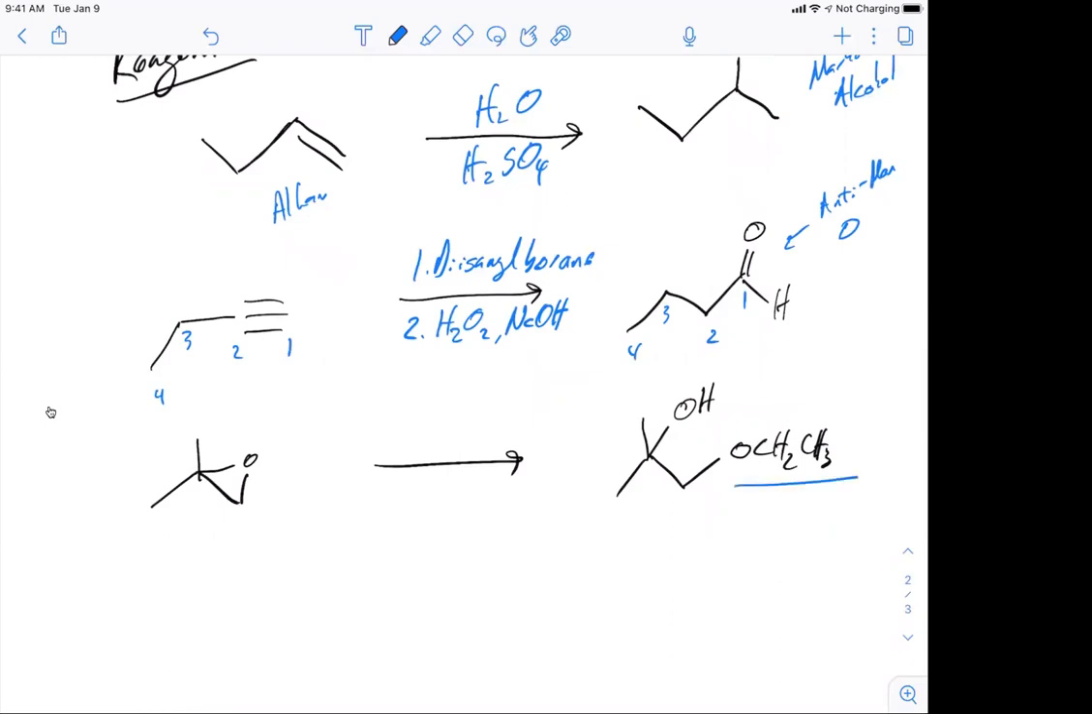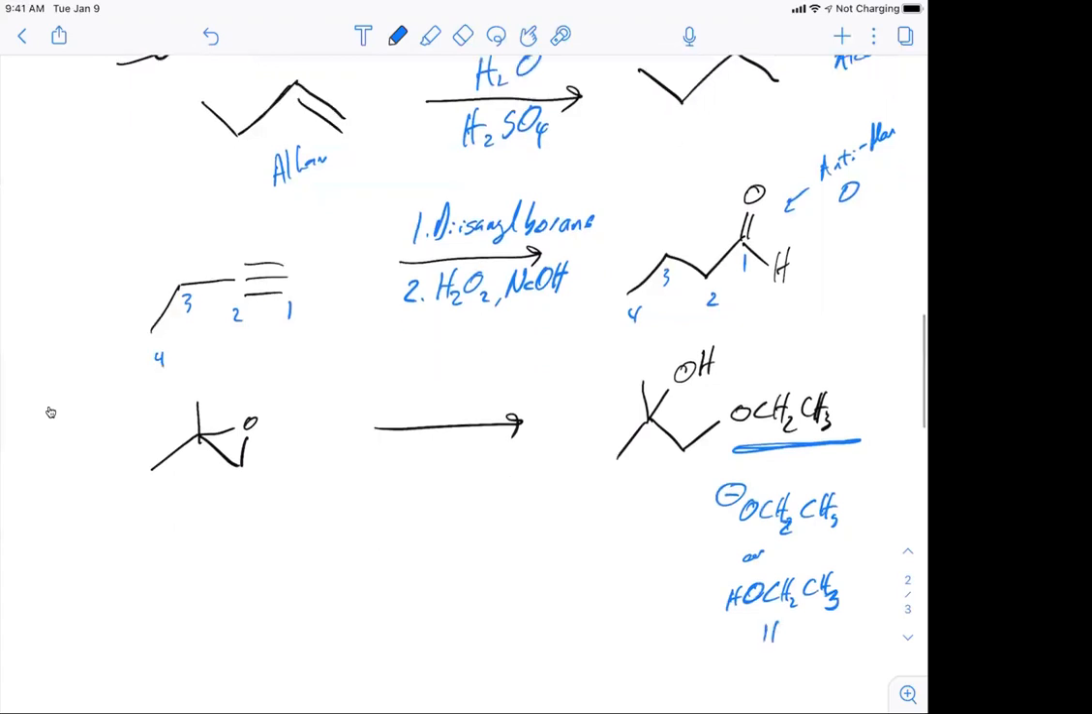On this one, we see that we're adding the ethoxide group. So the question is, do we want to add this as the nucleophile, or do we want to add it as base promoted, or do we want to add it as acid promoted? So if we had base promoted, that's going to favor the least substituted side, right? And this is going to favor the more substituted side.